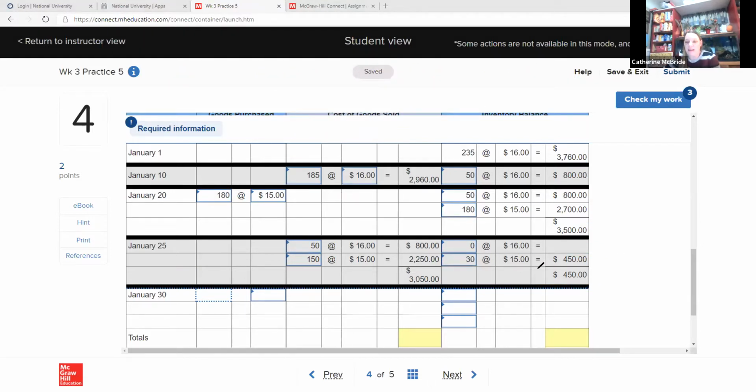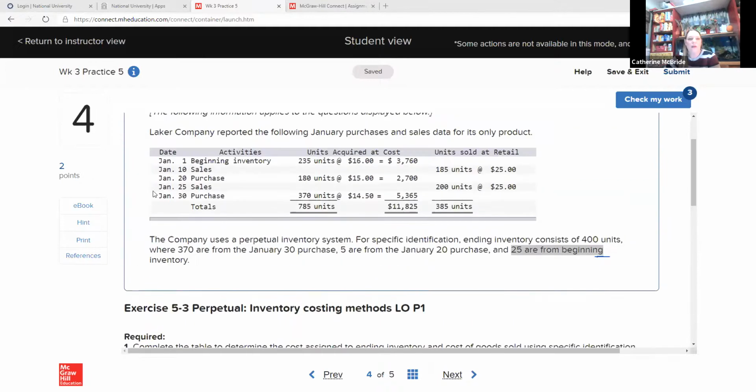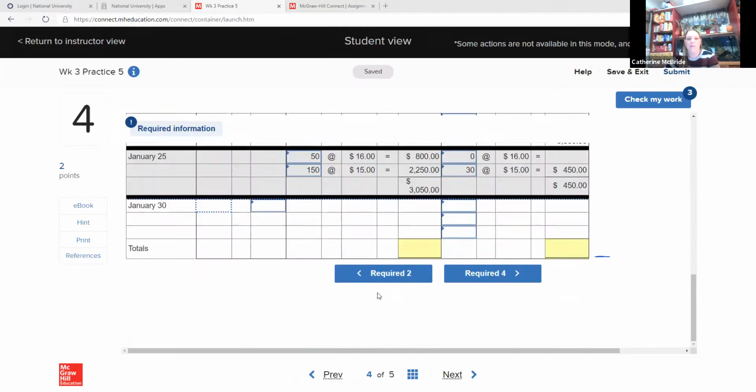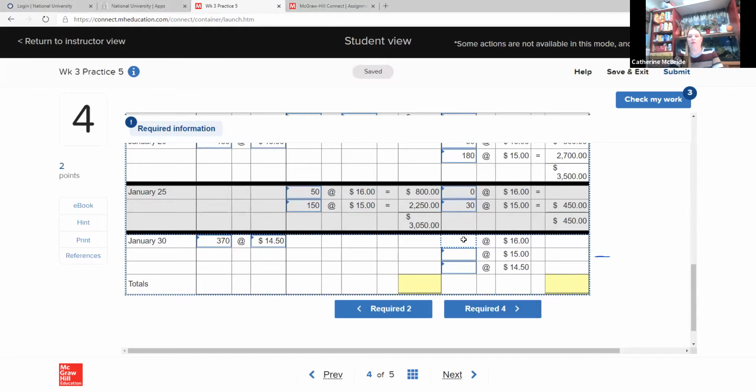Now that we've done that, we only have one layer. This is our layer right now, but we're about to have more. So on January 30th, we purchased 370 units at $14.50. So now my layers are, I have none at 16, I have 30 at 15, and I have 370 at 14.50.